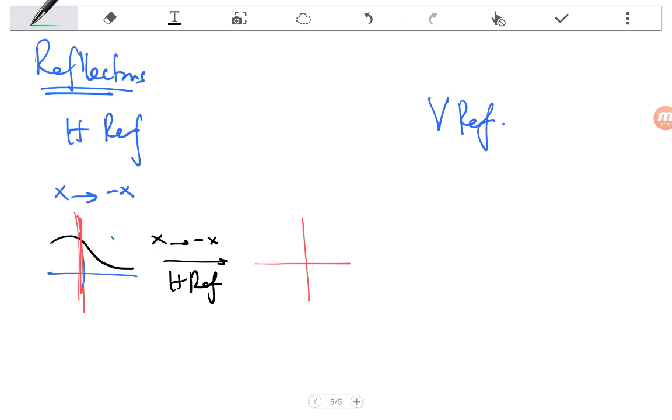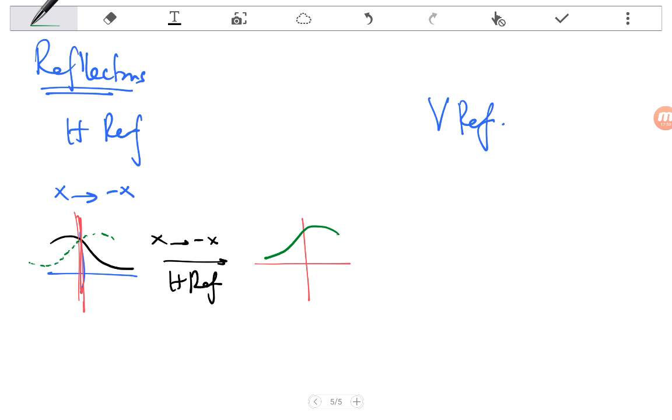It would be just like a mirror. The y-axis is just like a mirror in this case. So the graph would be something like this. Okay, so this is called horizontal reflection.